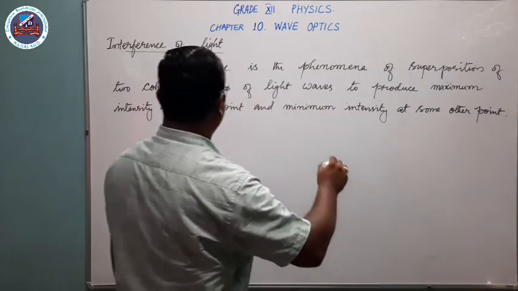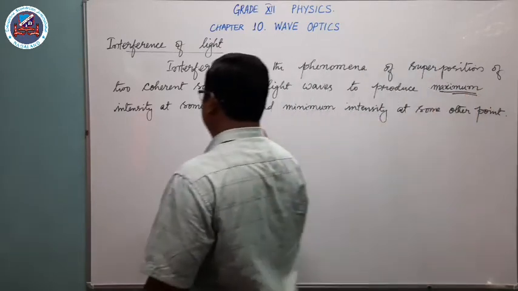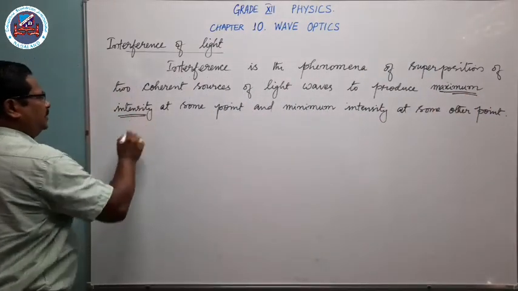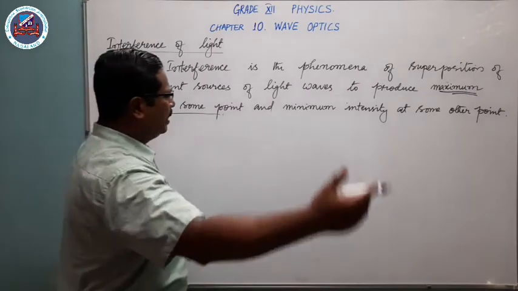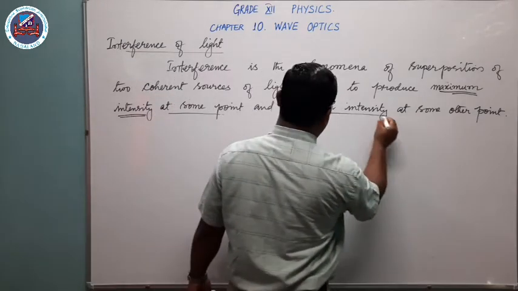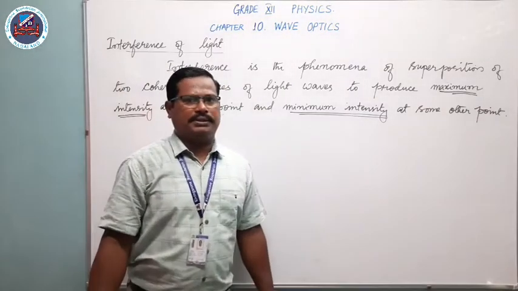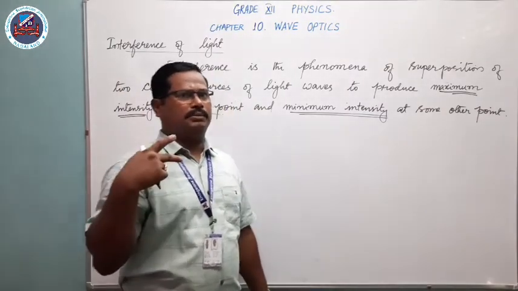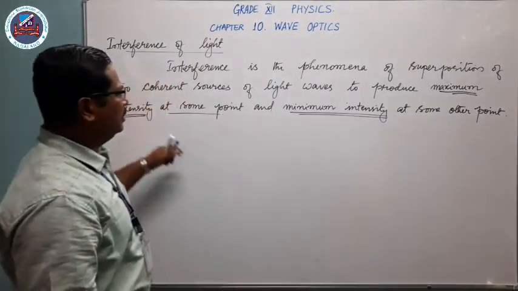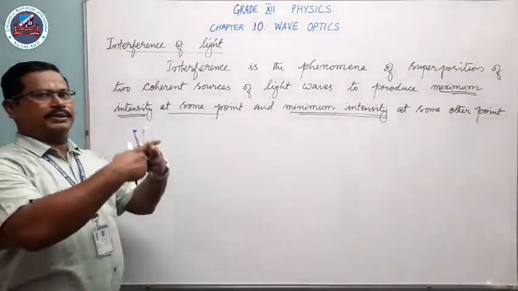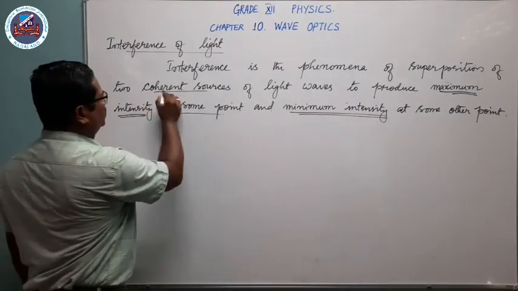The points where you'll get maximum intensity is known as constructive interference. You'll get at some point, and so at some other points you'll get minimum intensity. Minimum intensity means destructive interference. So two types you'll get. Sometimes it will be constructive, sometimes it will be destructive. But you must be sure that the two light waves which you are making them to interfere or superimpose each other must be coherent sources.